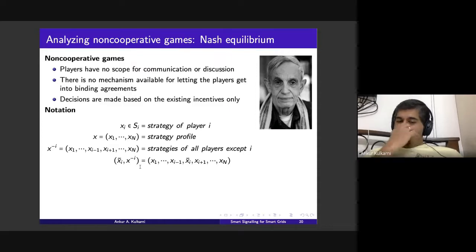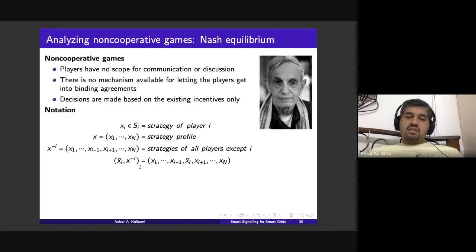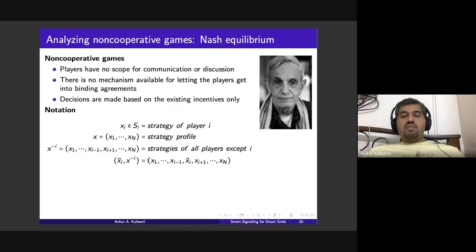Then you have, let's say, x bar i, x minus i. This stands for the vector where you have x1 till xi minus 1 chosen from x minus i, and in place of xi, I just put x bar i. So this is the profile that you would get when all other players play x minus i, and player i has changed his strategy to x bar i.